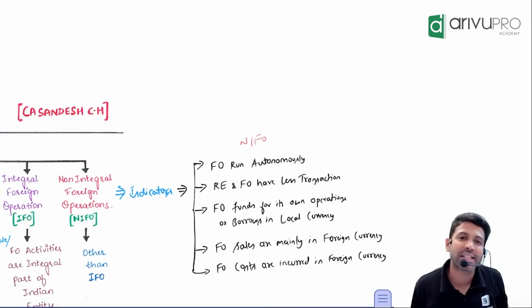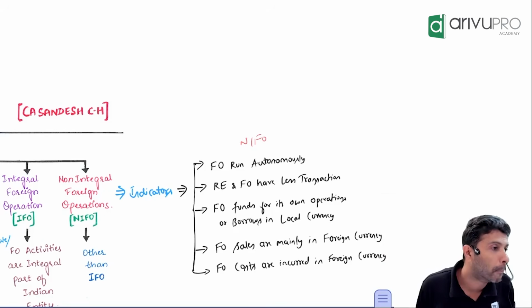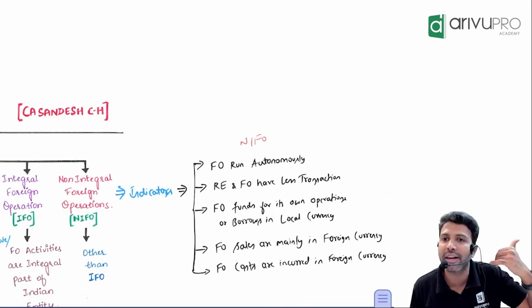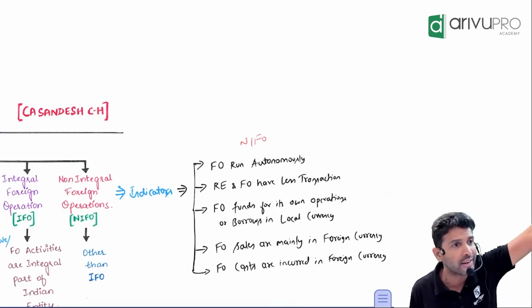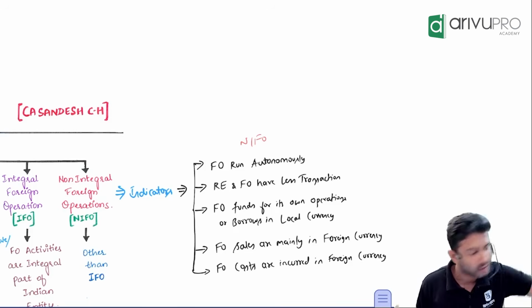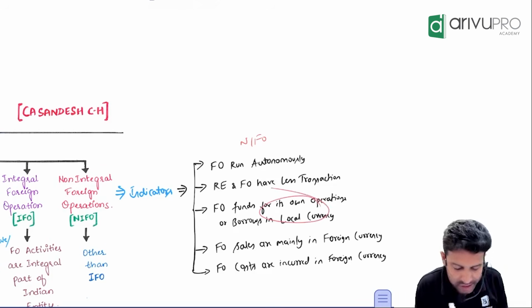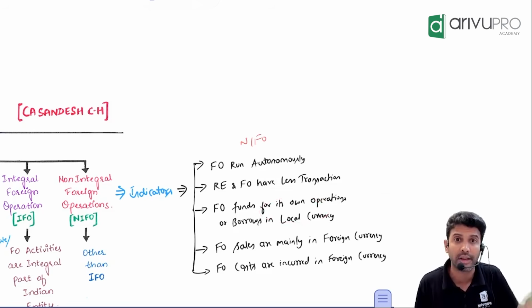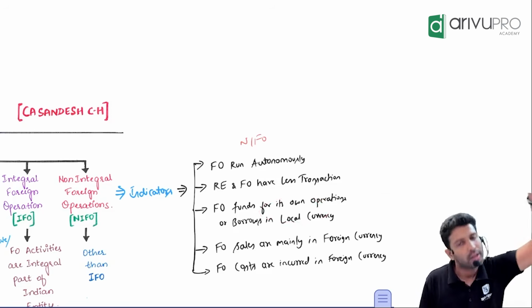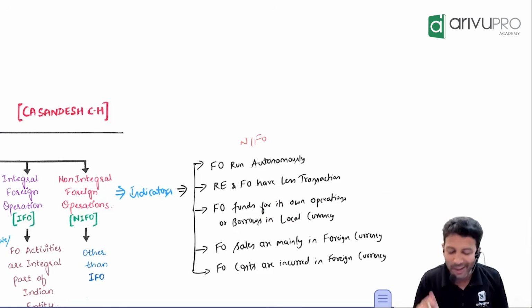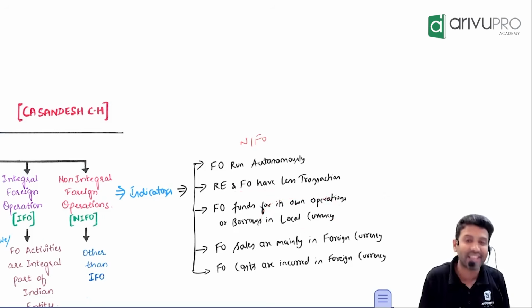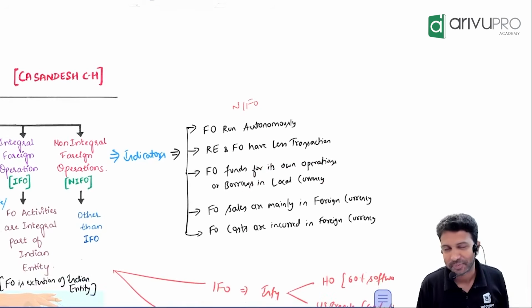The third one, sir. If foreign operations need money, do you think they will call the Indian entity? If it is NIFO, will they call the Indian entity or arrange their own funds? Since they are running autonomously, they will arrange their own funds. That too in which currency? Gandhi note or their own currency? Their own currency. So foreign operations will arrange the funds in their own currency.